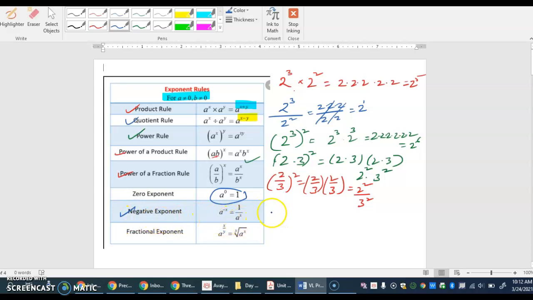Negative exponent: if you have 2 to the negative 3, it means that you have to bring it down. 1 over 2 cubed, that's what it means. This negative becomes positive in the denominator. You have to bring it down. And the same thing works if you have a negative exponent down here, then it will come back to a positive exponent when it goes up. That's another way of looking at the negative exponent.